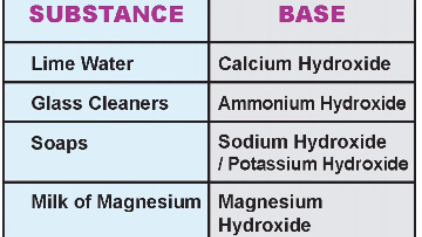And glass cleaner. What is the base present in glass cleaner? Ammonium hydroxide. Soaps. Sodium hydroxide or potassium hydroxide. You know, soaps are of two types, detergent soaps and bathing soaps. So there are different bases present in them.